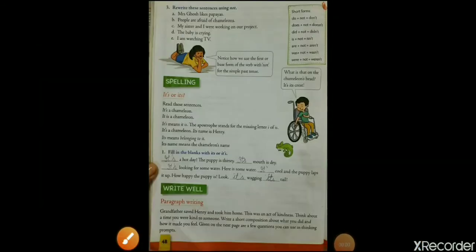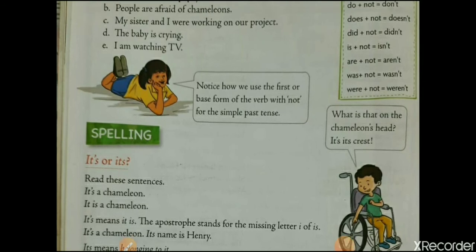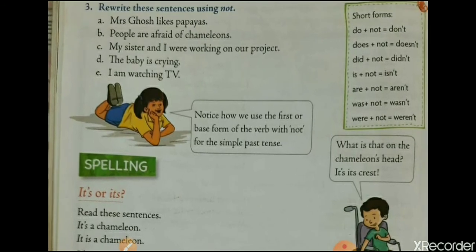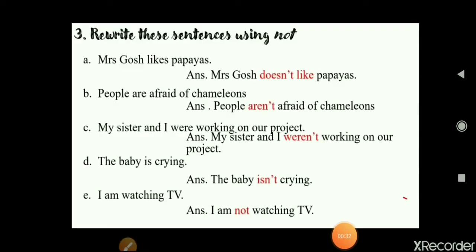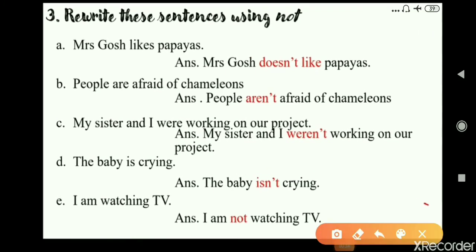Page number 48. Rewrite these sentences using not. Okay. As you can see here in this box, short forms are given. Means for do not, we can write don't. For does not, doesn't, did not, didn't, is not, isn't, are not, aren't, was not, wasn't, were not, weren't. Okay, so in place of this, we can write these short forms. So now let's complete this exercise. Mrs. Ghosh like papayas. So Mrs. Ghosh doesn't like papayas. Okay, for does not, we have used doesn't.